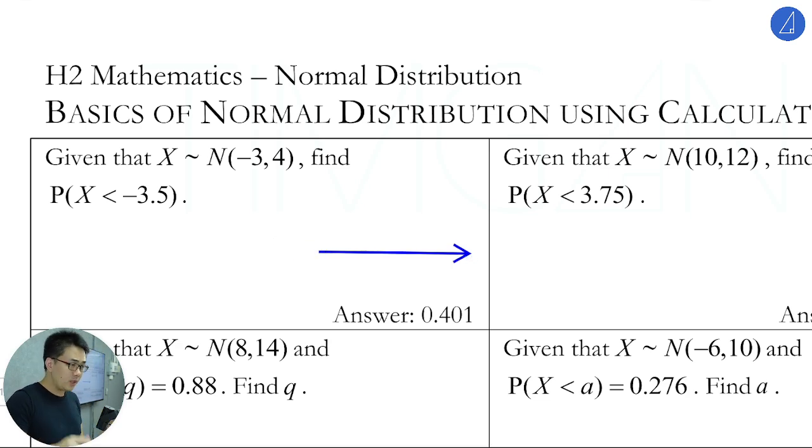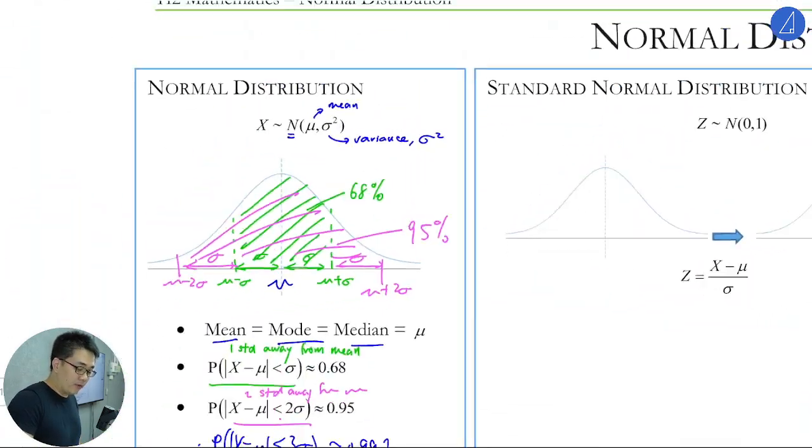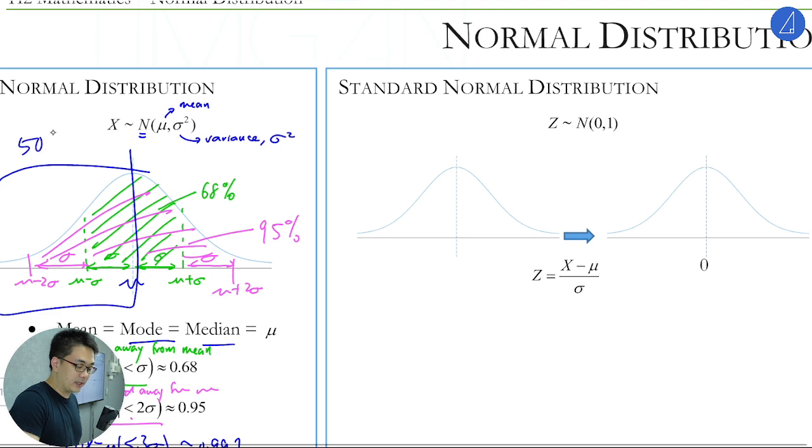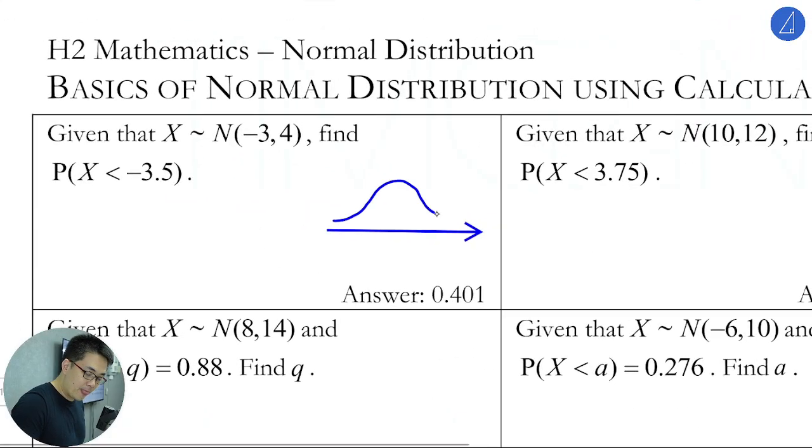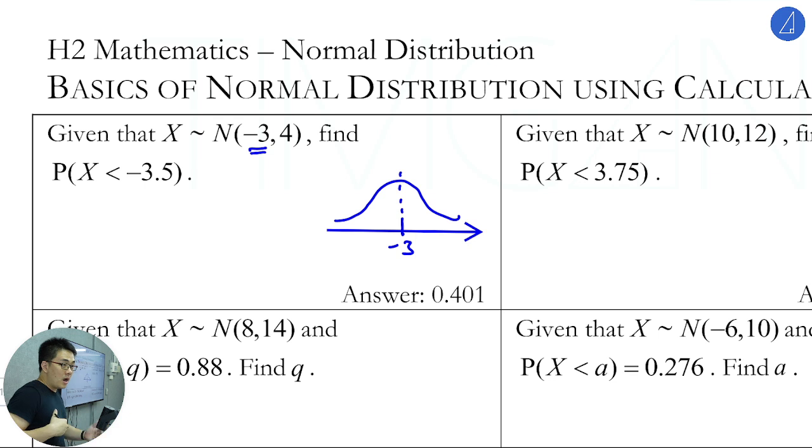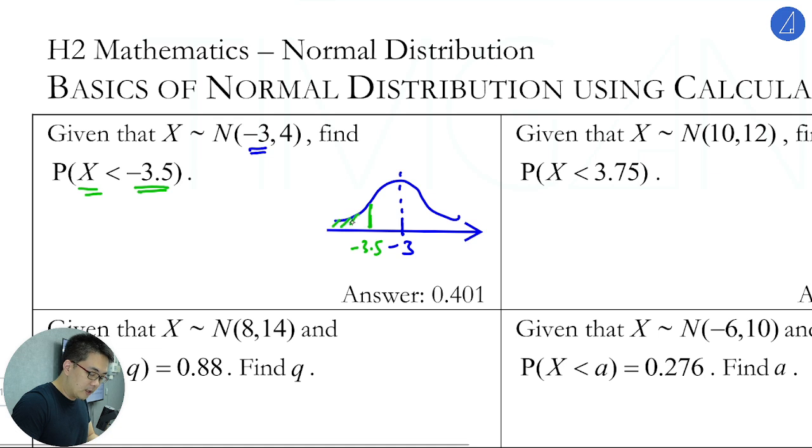For example, now you know that half of this is 50%, because median is the 50th percentile. So you can actually tell straight away, if I draw the curve here, the mean here is -3, and I want to shade anything x less than -3.5, which is here. So I know that whatever I key in here will for sure be less than 50%. You must have a sensing of what's going on. That's where you get the idea that you should have a sensing.